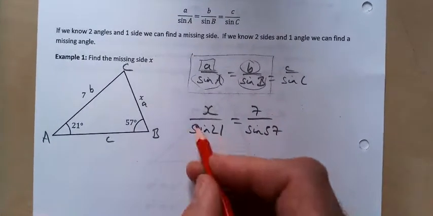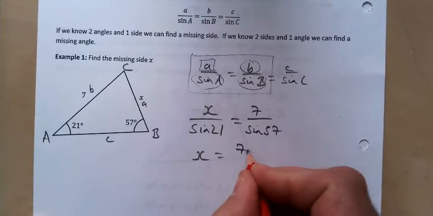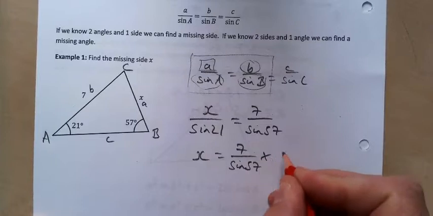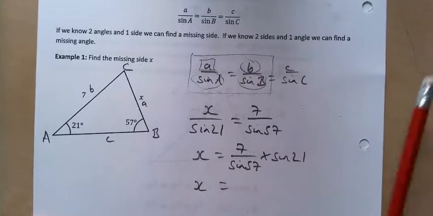How do I get the x on its own? I'm going to multiply both sides by sine 21. So it's going to be 7 over sine 57 multiplied by sine 21. You could stick that on the top if you wished. It's whatever way you want to set it up.